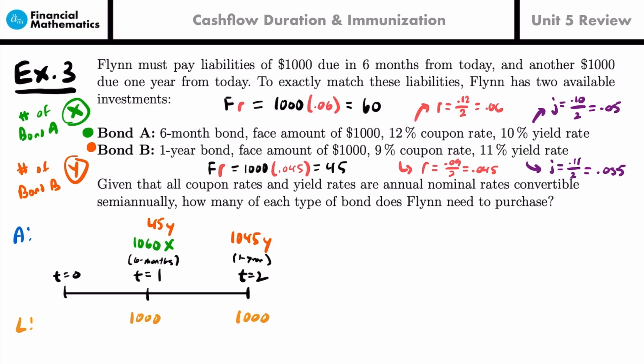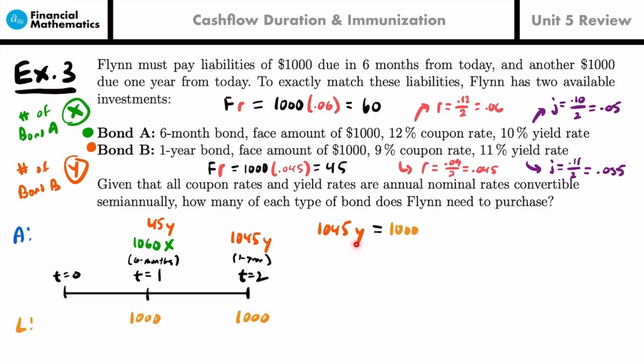And so what we want to do in this problem is determine how many of each of these bonds he needs to buy. We want to solve for X and Y. And to do that, we need to set up some equations, which are actually not too hard to set up. Remember that for asset liability exact matching, the assets and liabilities should be equal at each moment in time. So what that means for us is that at time 2, 1,045Y should be equal to 1,000. So that's our first equation. We'll have 1,045 times Y is equal to 1,000.